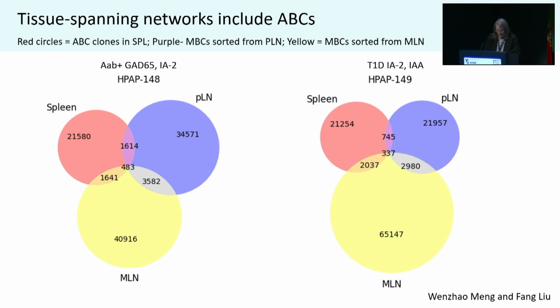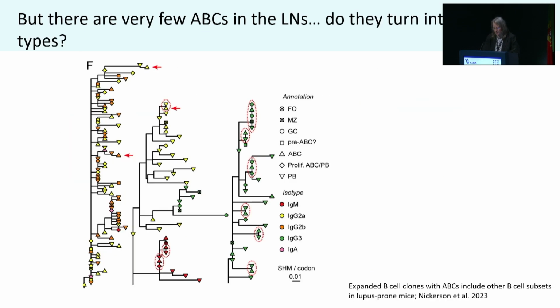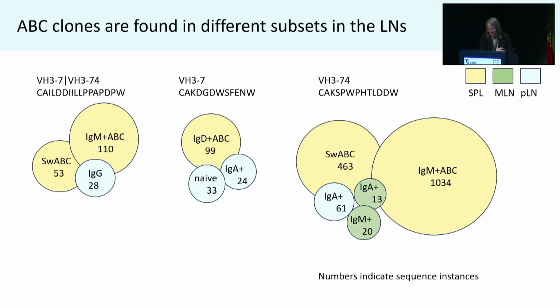So we wondered then, if that's true, what's happening to the clone? Are they changing into another cell type in those other tissues? There's some evidence for this in mice from Nickerson and Schlomchik, in a mouse model where they're tracing ABC lineages and looking at them in different cell types, and we essentially see the same thing.